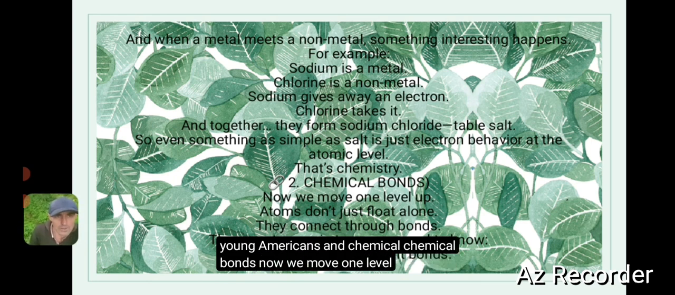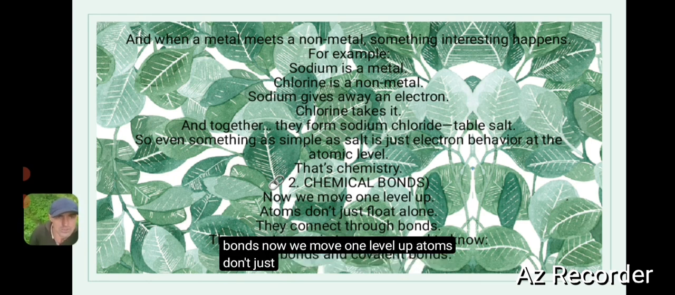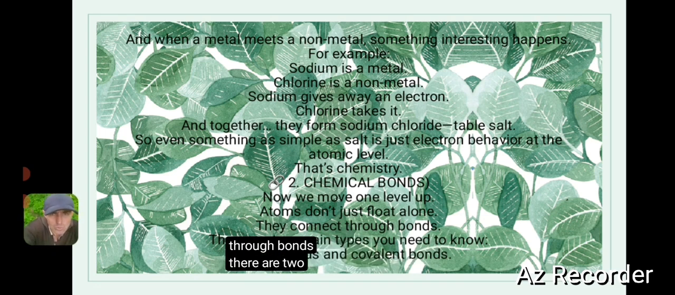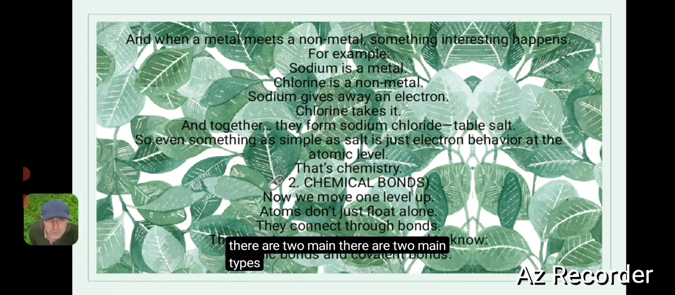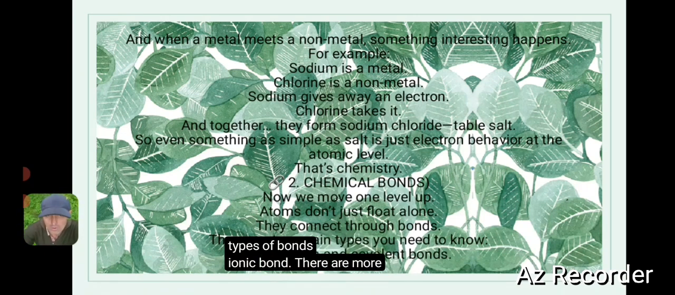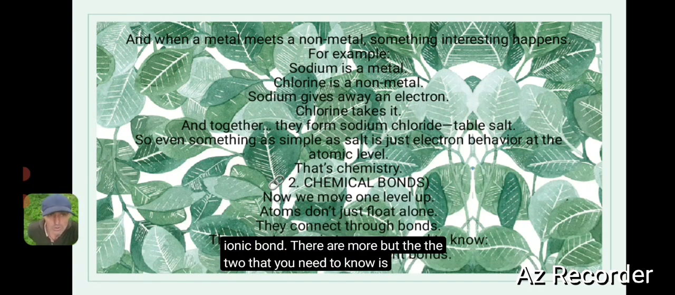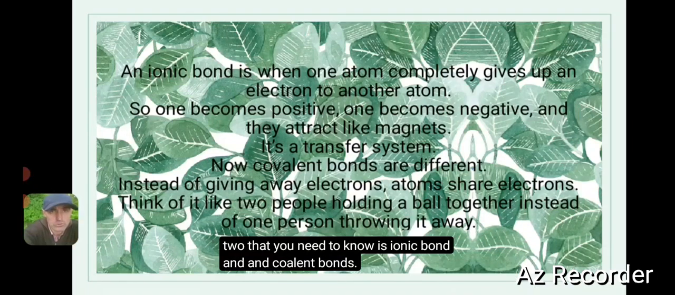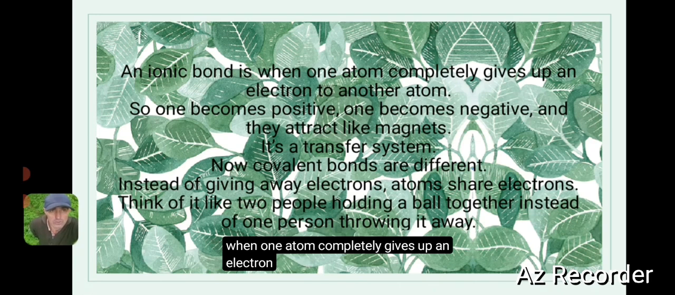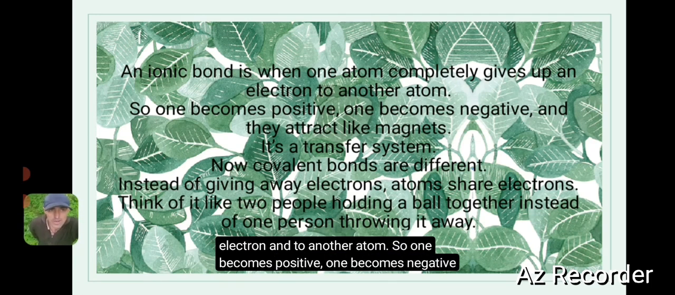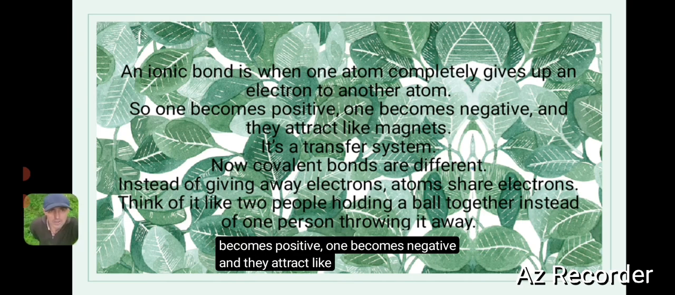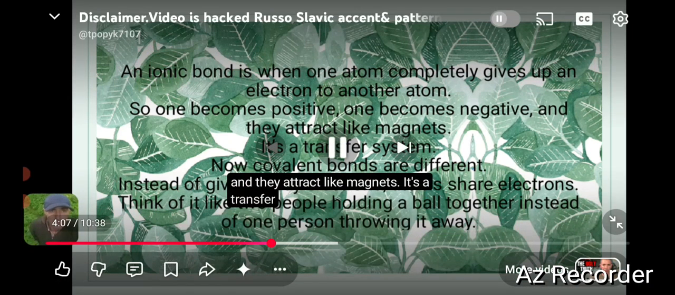Now we move one level up. Atoms don't just float alone; they connect through bonds. There are two main types of bonds that you need to know: ionic bonds and covalent bonds. The ionic bond is when one atom completely gives up an electron to another atom. So one becomes positive, one becomes negative. They attract like magnets. It's a transfer system.